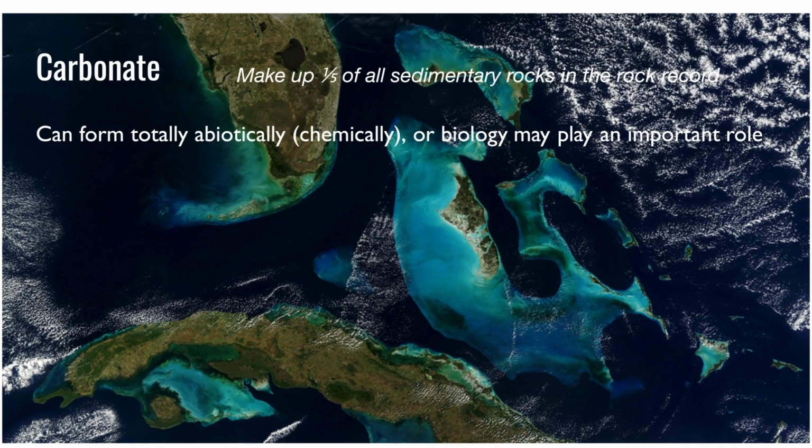All right. And now thinking about my favorite type of rock, carbonates. It's very common. It makes up about 1/5 of all sedimentary rocks in the rock record. It's been found on Earth for about 3.5 to 4 billion years of Earth history. It can form totally abiotically, chemically, or biology can be completely central to its formation.